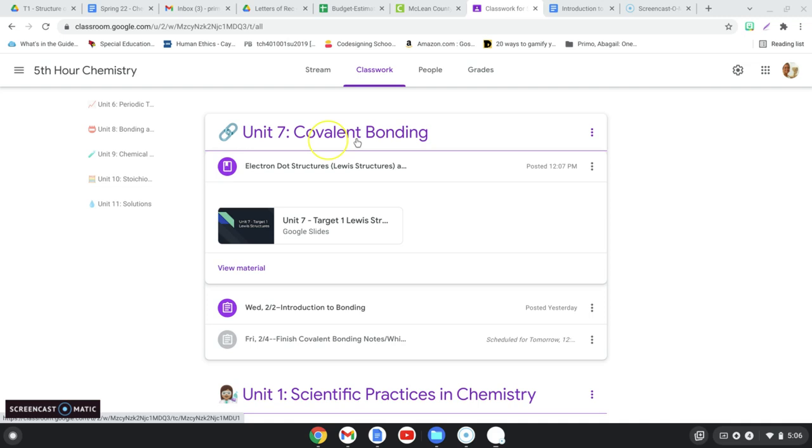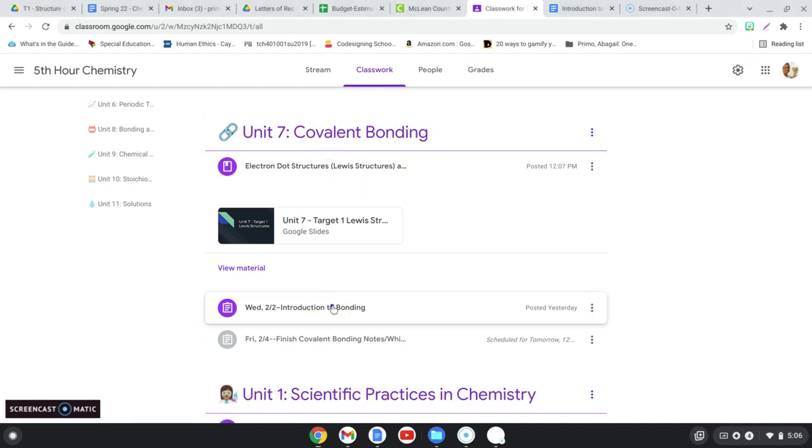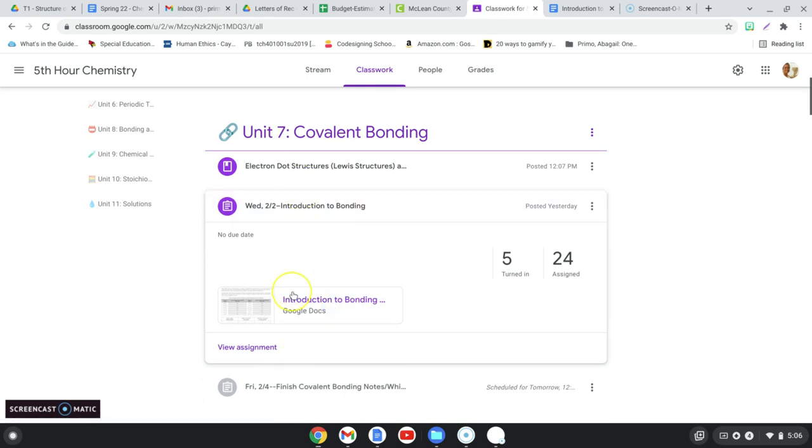So for today, what I would like you to do is go under the Unit 7 Covalent Bonding, and you're going to need two things. You're going to need what we started on Wednesday. I need to change this. Okay, we are not starting this. You need to do the other half of this sheet and then begin taking notes.